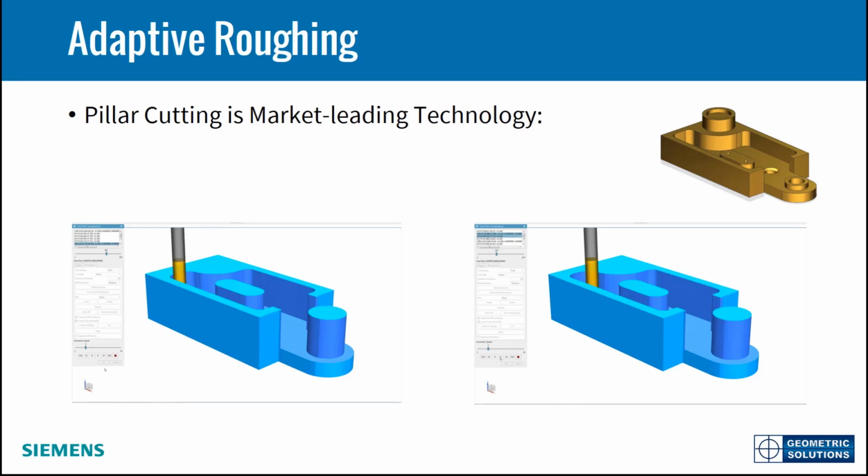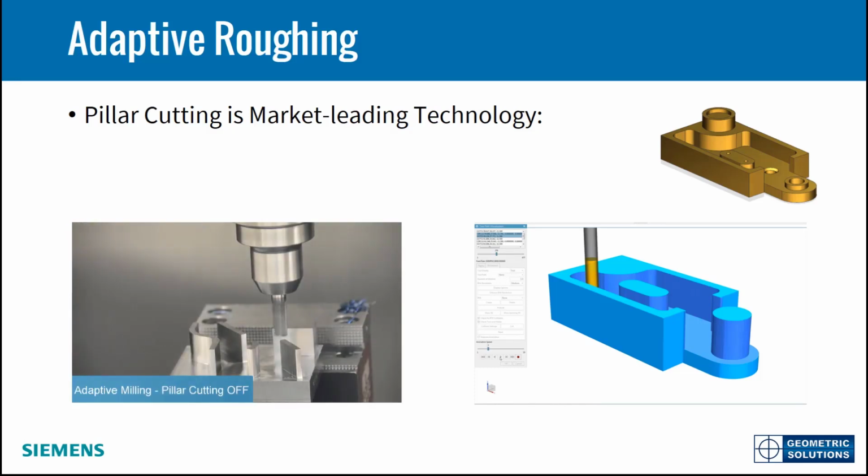Let's next talk about pillar cutting technology. Now this is market leading. A lot of our competitors just simply don't have anything like this. Now the video on the left actually demonstrates what it looks like when you don't have pillar cutting technology. So we've got our end mill, it's coming in, and it tries to take the pillars and just shrink them down. So it cuts around and around and around.